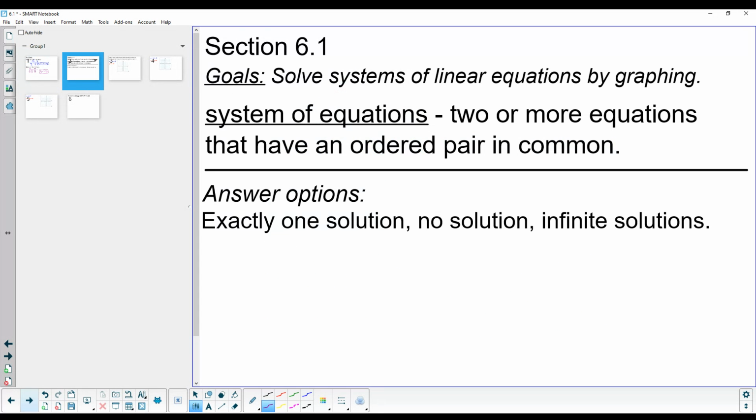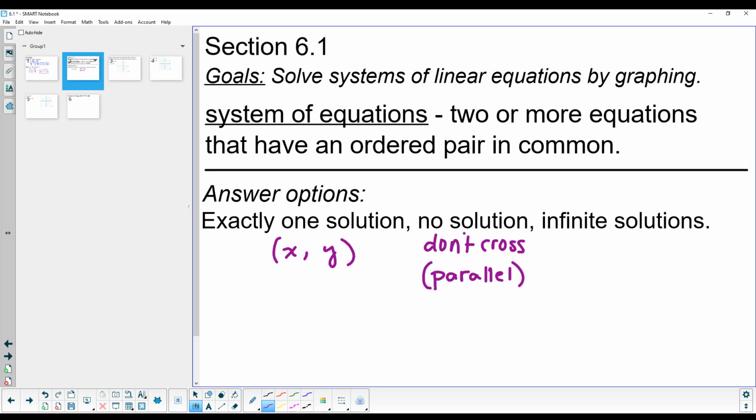Okay, so we talked a little bit about this yesterday about what a system of linear equations is, and that's when we have two or more equations that have an ordered pair in common. So you have a couple of answer options. You have exactly one solution, which is basically just one ordered pair, which is where they cross. That's the most common one that you're going to see. Naming the ordered pair as a solution. Okay, so that's always going to be an ordered pair xy. Okay, you do have the option of no solution, which we did have yesterday, which is when they don't cross. So they're parallel lines and they don't ever cross.